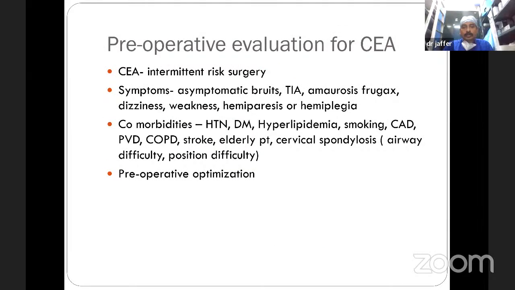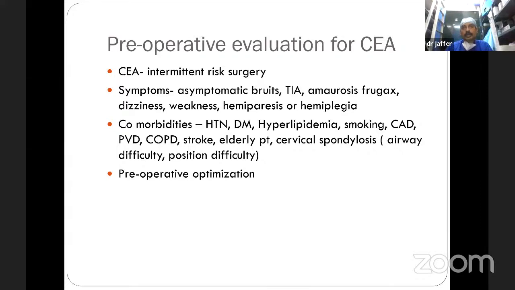So now coming to the preoperative evaluation for carotid endarterectomy. Carotid endarterectomy is defined as an intermediate risk surgery, and the patient may present with a carotid bruit, or with a TIA, or with amaurosis fugax, where there will be sudden loss of vision, or dizziness, weakness, hemiparesis, or hemiplegia.